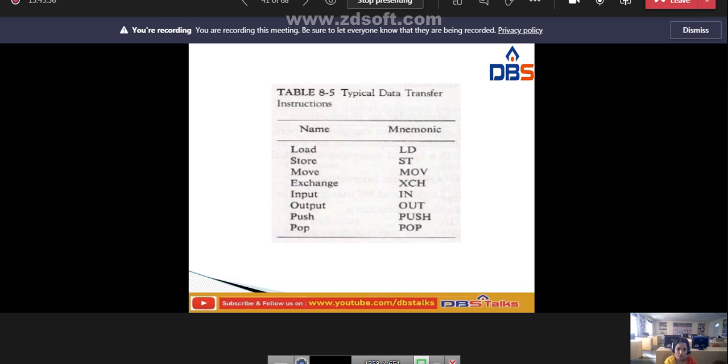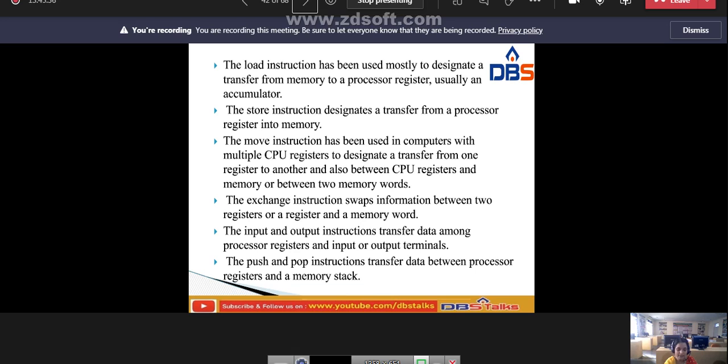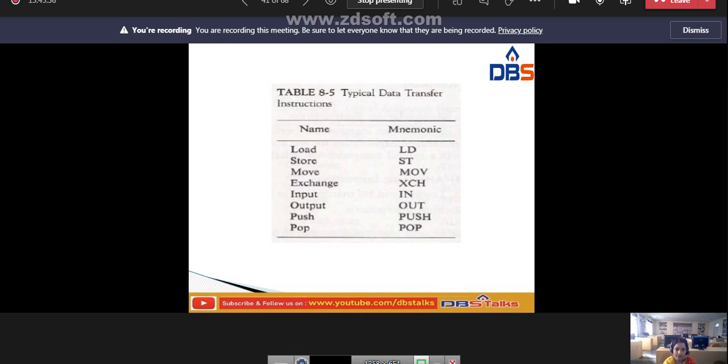Next coming to move. What is the use of move? The move instruction is used in computers with multiple CPU registers to designate a transfer from one register to another, and also between CPU registers and memory or between two memory words. Exchange. What is meant by exchange? The exchange instruction swaps information between two registers, or between a register and a memory word. That is called exchange.